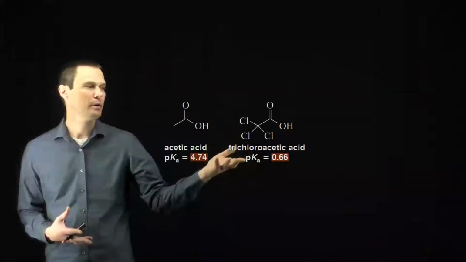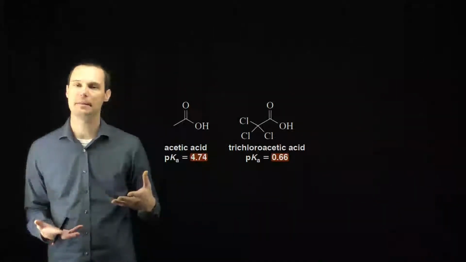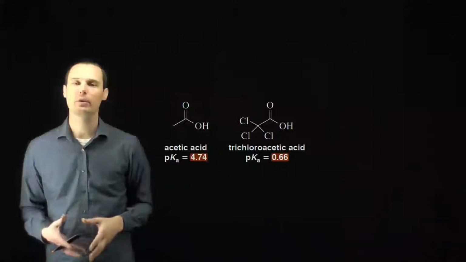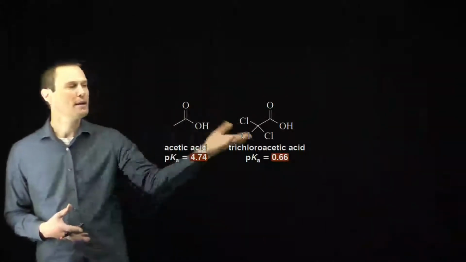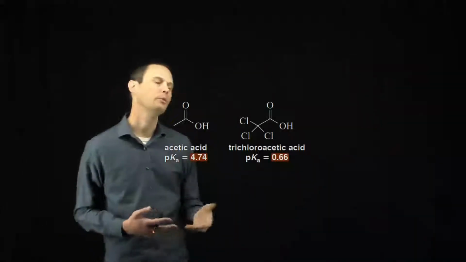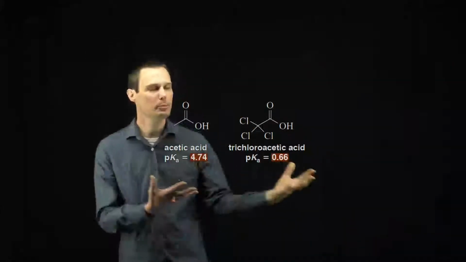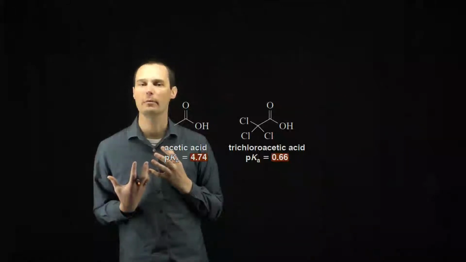Comparing the two, they're both carboxylic acids. They have the same functional group, so that's not the difference. The difference is the presence of the 3 chlorines in the trichloroacetic acid. Why does that make it much stronger than acetic acid? Well, chlorine is more electronegative, so it's pulling electron density towards itself and away from others.